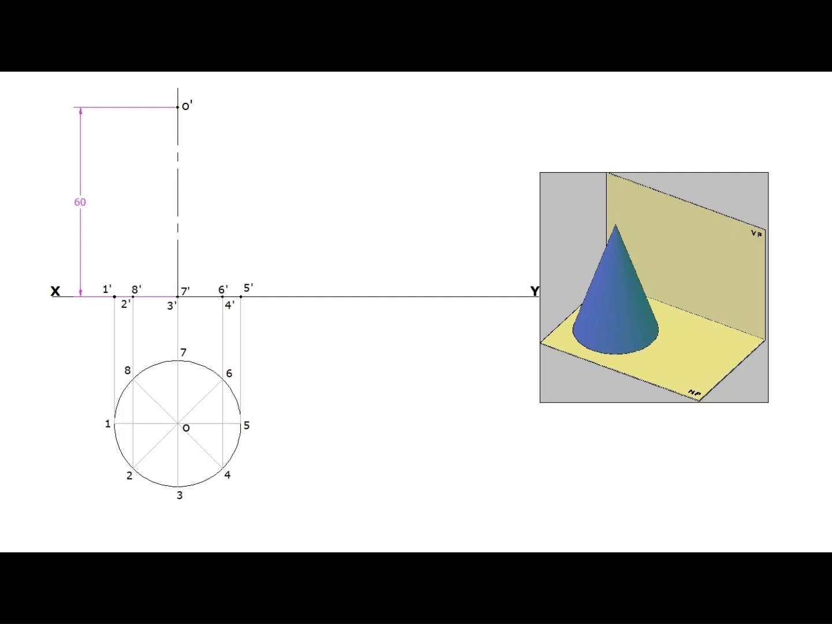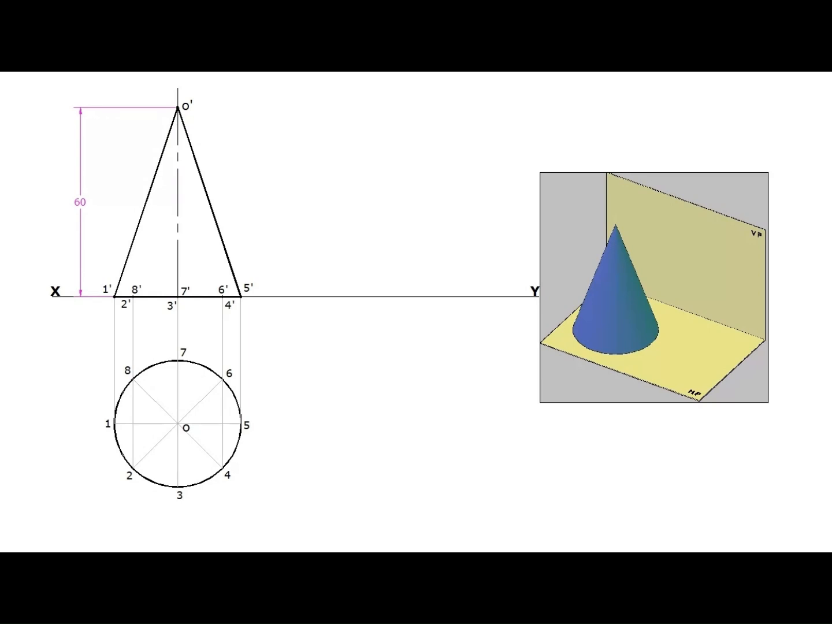A cone does not have any triangular faces or slant edges. So, the extreme end generators alone must be drawn dark. These are the projections of the cone, with the condition axis perpendicular to HP, and parallel to VP.